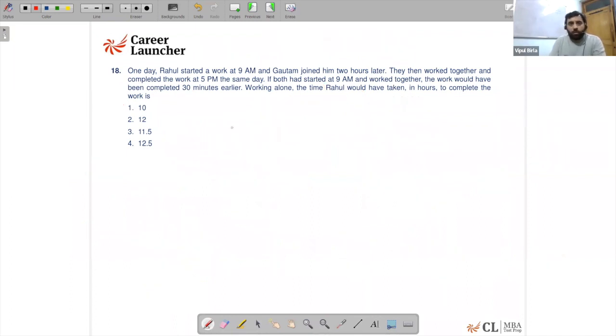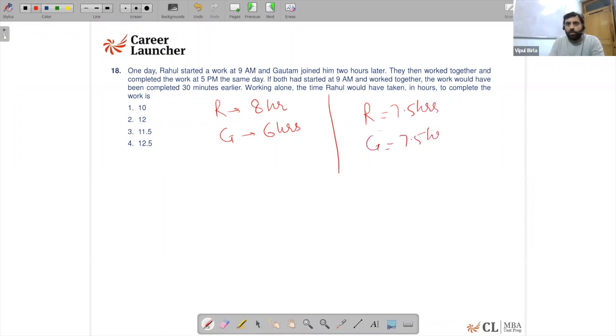Now the other way could be Rahul works for 8 hours and Gautam works for 6 hours, work is completed. While if Rahul works for 7.5 hours, while Gautam also works for 7.5 hours, work is completed. So if you observe, Rahul has reduced working time by 0.5 hours. Now, since that work is done by Gautam, Gautam has taken 1.5 hours more to do the same task which is done by Rahul in 0.5.